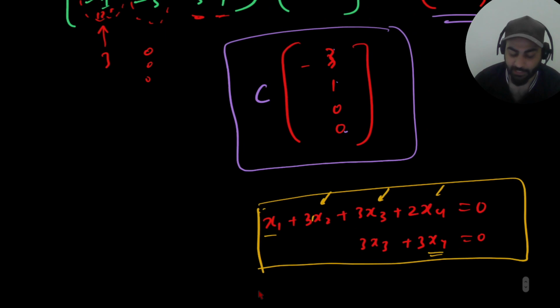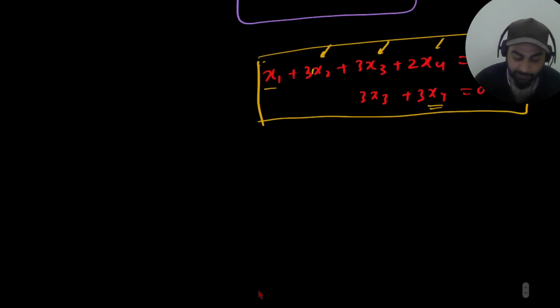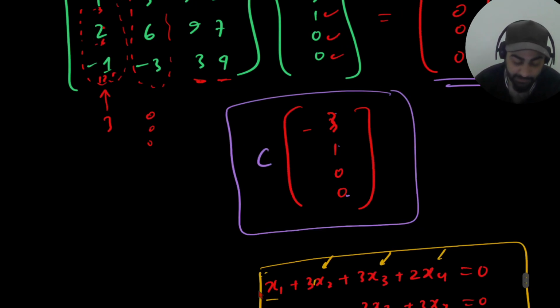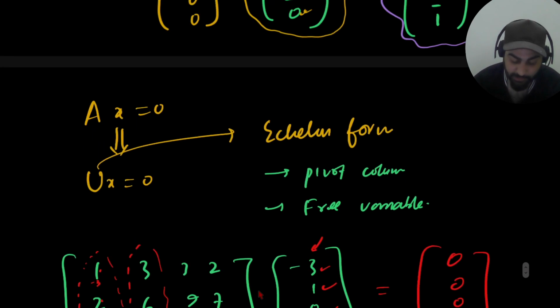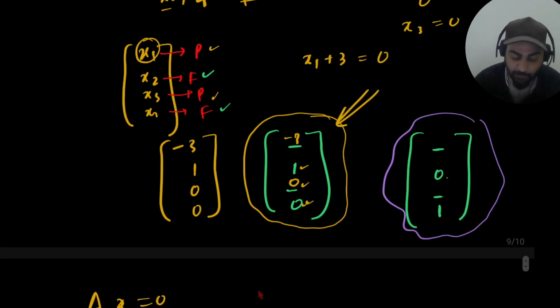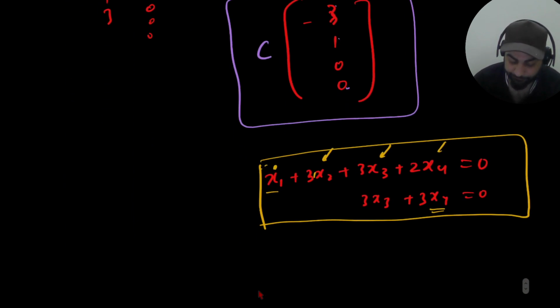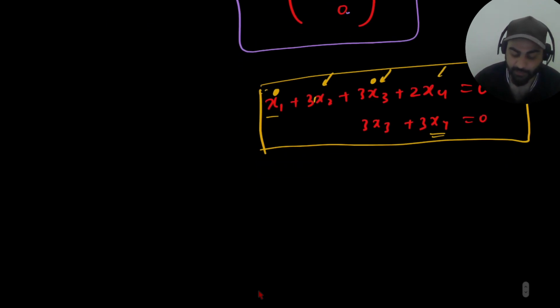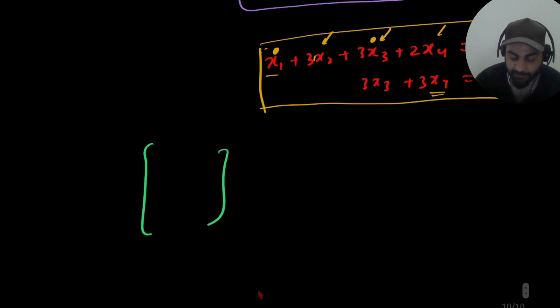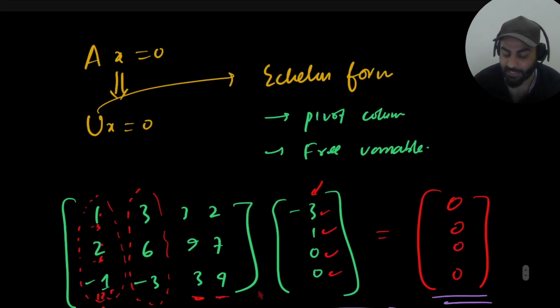So what I'm telling you is that in the second case, these were my free variables. I just marked the free variables. If you remember, this was my pivot, this is again my pivot. The others, x2 and x4, are my free variables. So in the second case, for the free variables, I'll assign 0 and 1.